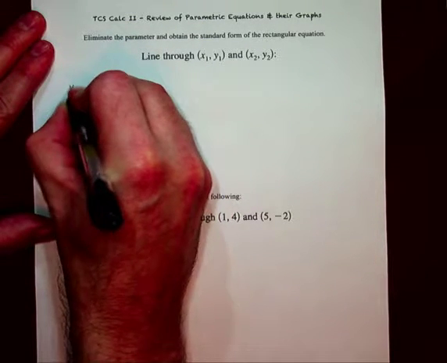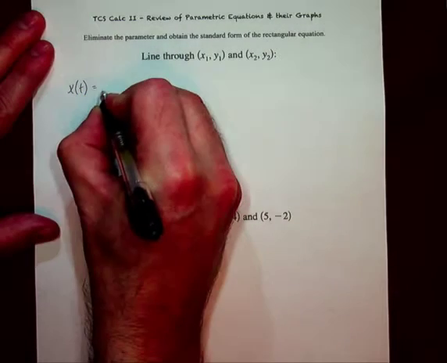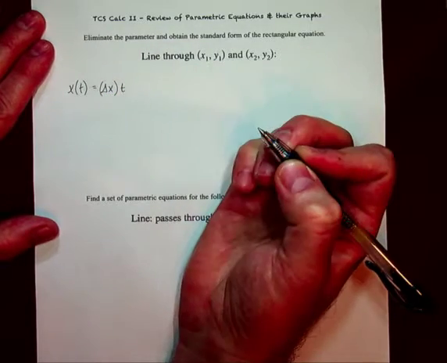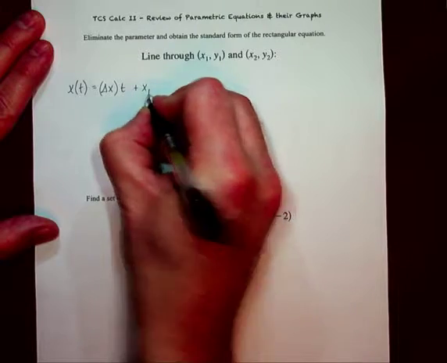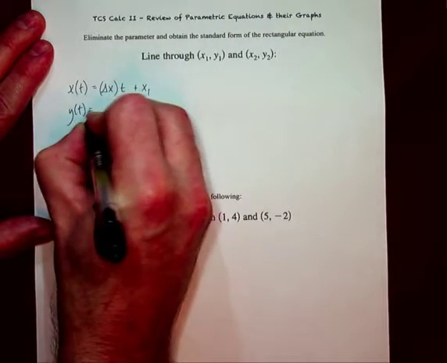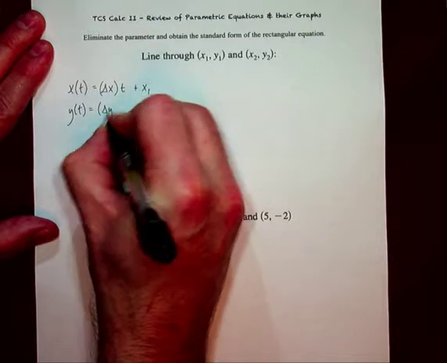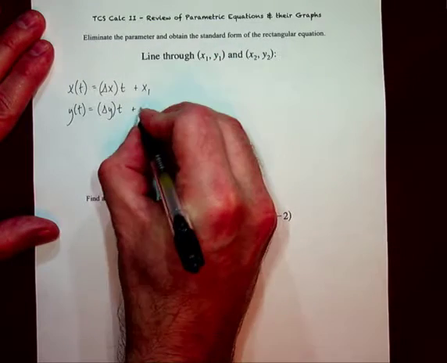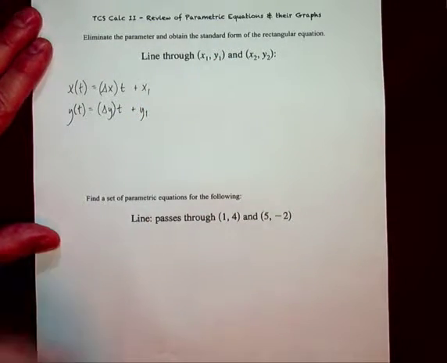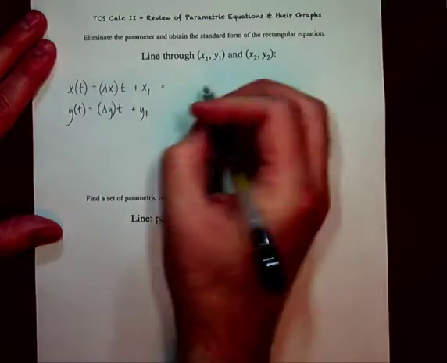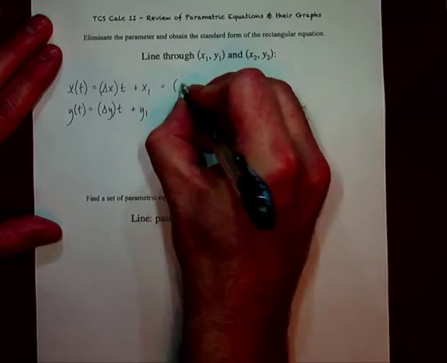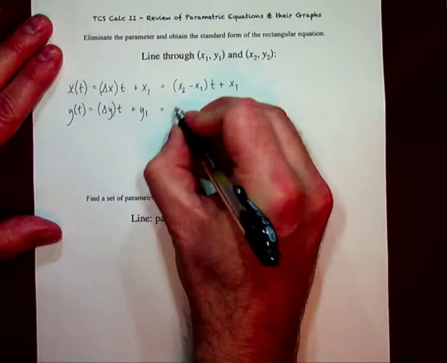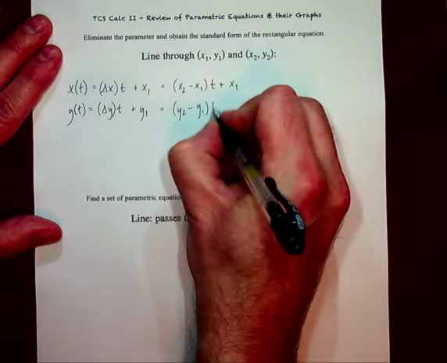You're relating how x changes over time. So if I'm looking at x of t, I'm really worried about delta x times t. And then, of course, I have to have a starting point. Okay, well, let's use x1. And when I'm dealing with y, I'm just dealing with how y changes. And then I need a starting point for y, and I'm just going to use the y1. And that's basically how it goes. And of course, the delta x can be rewritten as x2 minus x1, t plus x1, and the delta y can be y2 minus y1, t plus y1.